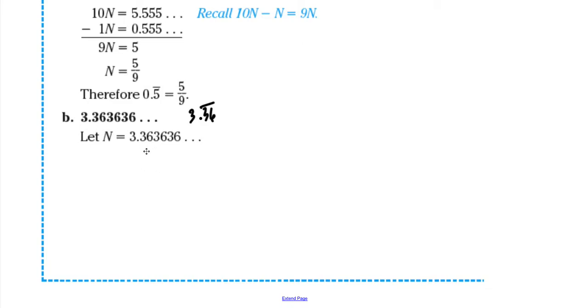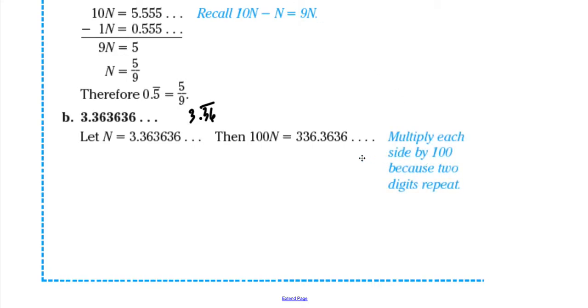Since two digits repeat, instead of 10n, we multiply by 100n. So then 100n equals 336.363636... Why is that? Because we want to get rid again of our repeating digits, and if we only multiply by 10, it won't get rid of our repeating digits when we subtract them. So since two digits repeat, we multiply n by 100. Then we do the same thing.